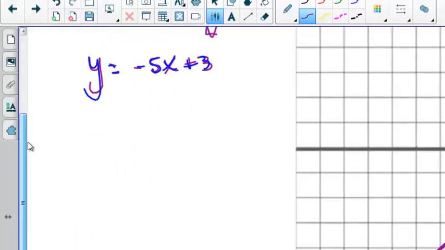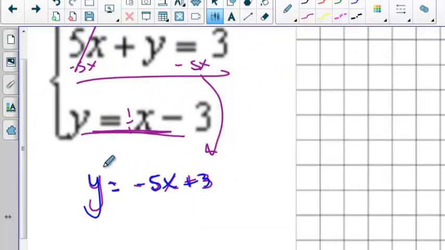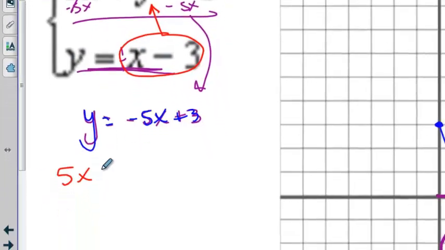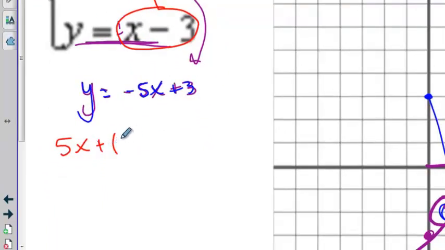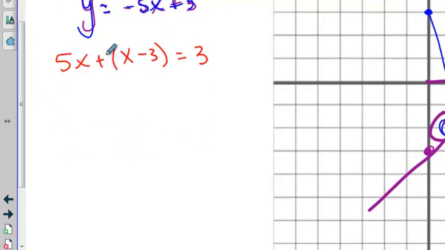The other way we can solve this is by substitution. If y is equal to this, would you put that up there where the y's are? So I'm going to rewrite it as 5x plus, instead of y, I'm going to put x minus 3, is equal to 3. Notice how she put it in parentheses. Because what's out here? Understood? 1. So I'm going to distribute my positive 1 to everything. So 5x comes straight down. 1 times x is x, or 1x. 1 times negative 3 is negative 3, equals 3.